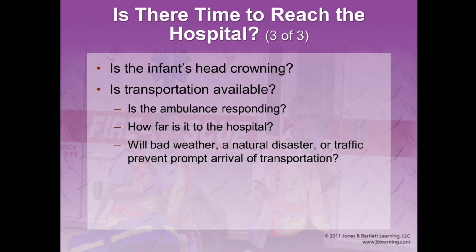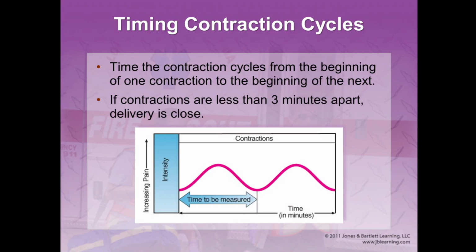Do we have an ambulance en route? How far is the hospital? Those are considerations when determining whether or not we have time to get her to the hospital. And is there any bad weather or natural disaster or anything else that's preventing us from getting to the hospital in a timely manner? So how do we time contractions?